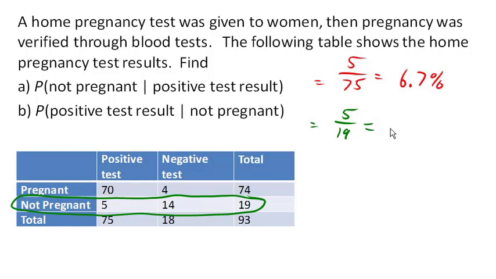And you'll notice that this probability is substantially different. This is about 26.3% here. It's really interesting to note that these results are quite different. So even though this test has a 26% false positive rate, meaning 26% of the time it will tell somebody who's not pregnant that they're pregnant, that is not the same probability as whether or not you're actually pregnant once you have a positive test result.